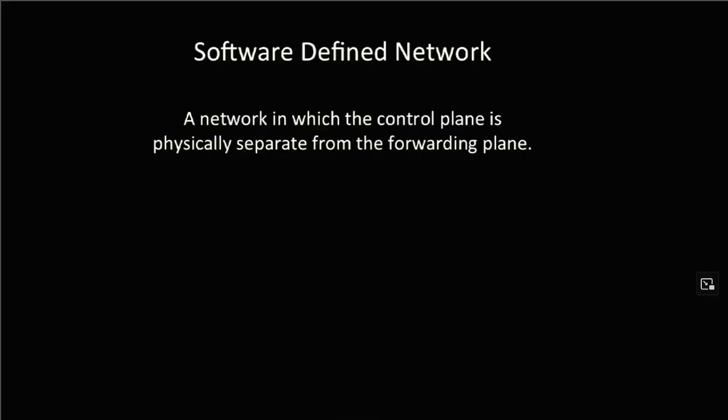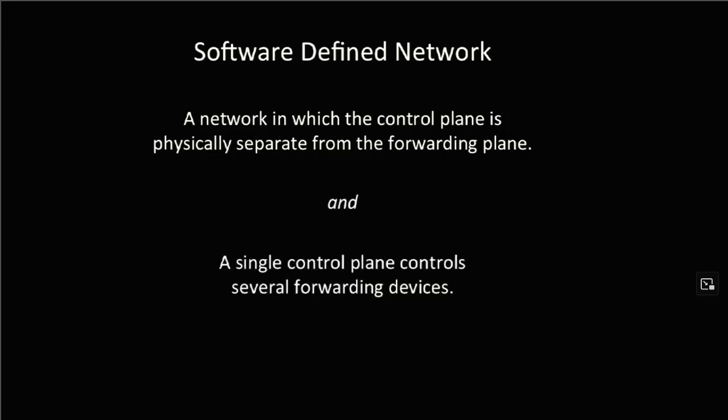Software-defined networking is merely a network in which the control plane is lifted up and out and is physically separate from the forwarding plane where the packets are being processed. And a single control plane is controlling multiple forwarding devices. That's actually it. There's nothing else to it.